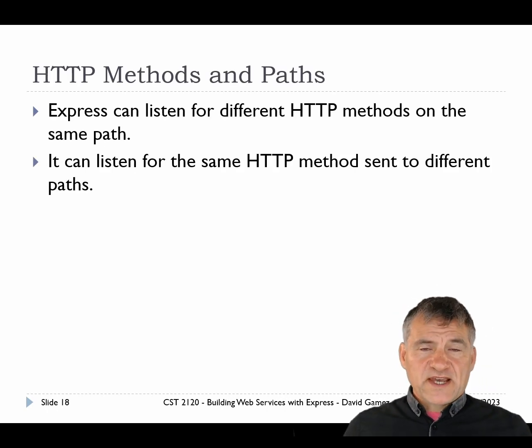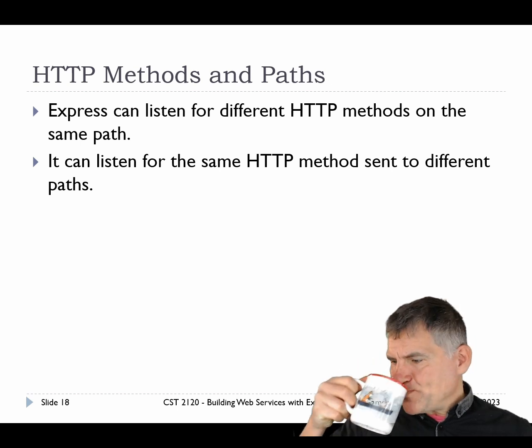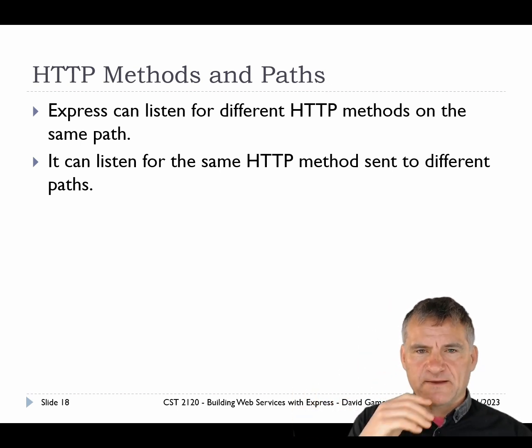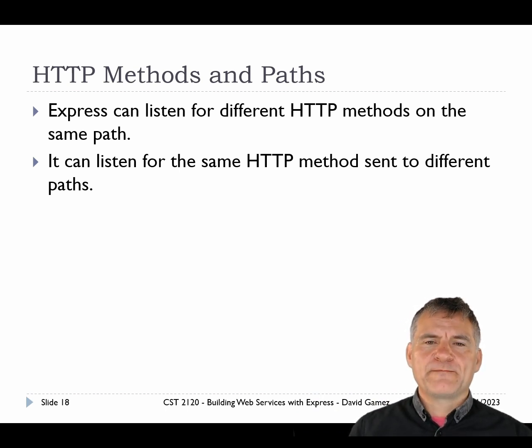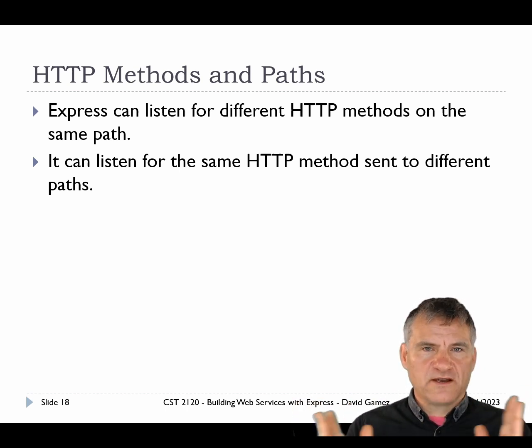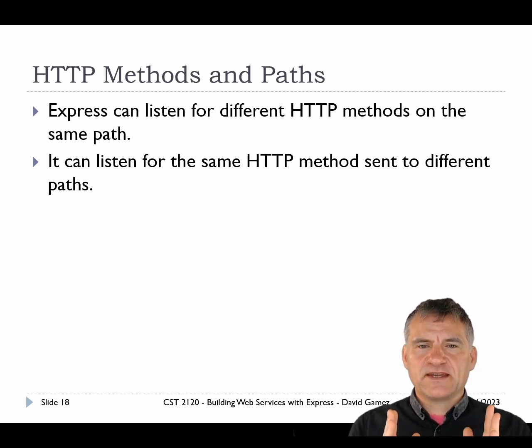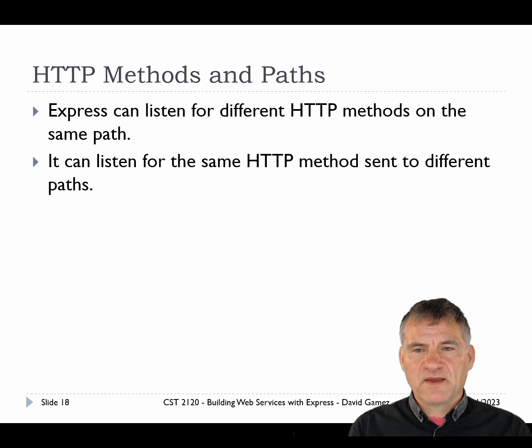Now, we've got options here with Express. So you remember there's lots of different HTTP methods, get, post, put, delete, and so on and so forth. And obviously we've got lots of different paths, all possible paths that we can imagine, really, yeah? So what Express can do, we can set it to listen for different HTTP methods on the same path, or it can listen for the same HTTP methods sent to different paths.